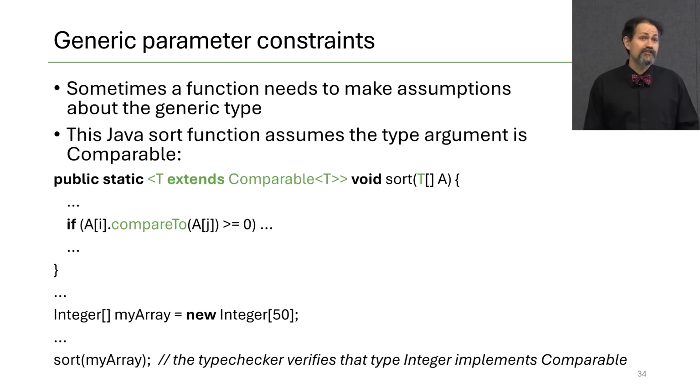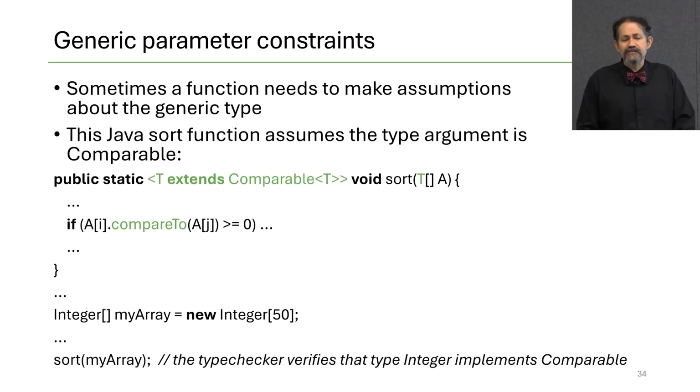Now, sometimes a function needs to make assumptions about the generic type. For example, what if we have to sort the elements of an array? Well, the elements of the array have to be a type that we know how to compare so that we can sort it. So in Java, we express this with a comparable type. Here we have a sort function declared in Java. It takes an array A of generic type t, but we constrain that type so it must extend the type comparable of t. Here, comparable is a class type that includes a compare_to method.